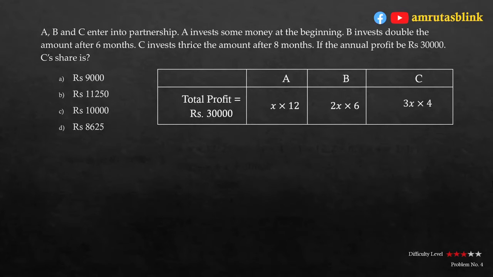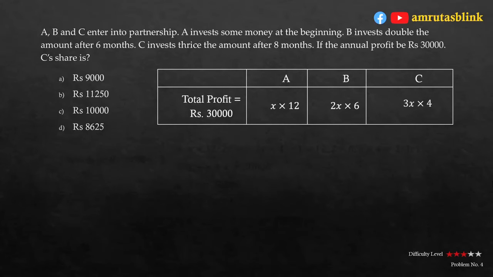Now, there are 3 persons A, B and C. A invests some money at the beginning. So, again let us suppose A has invested amount X. Now, this amount is going to be used for the complete year. So, A's share is to be calculated with X into 12. Now, B invests double the amount. So, when A has invested X amount, B will invest 2X amount, but B invests double the amount after 6 months. So, B's contribution is to be utilized only for the remaining 6 months of the year. Hence, B's contribution factor is to be calculated as 2x into 6.